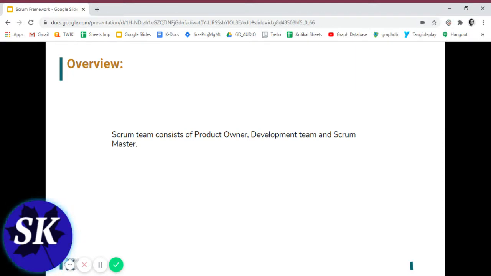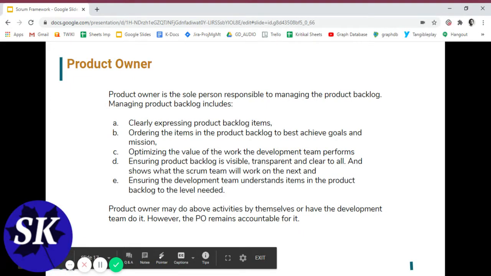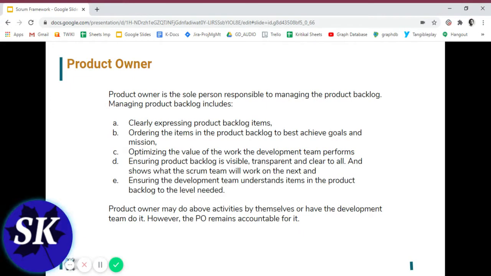A Scrum team, like we all know, delivers product iteratively and incrementally, maximizing the opportunity for feedback. So let's look at the roles of the Scrum team. To start with, first, let's look at the product owner.